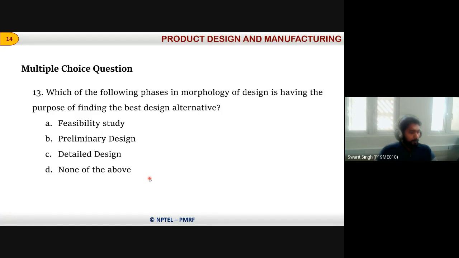In the first stage we have done the feasibility study. Then in the second stage we have done the primary design, and then third is the detailed design. So out of these three stages, in which stage are we going to find the best design alternative? Okay, so we are getting answer A.